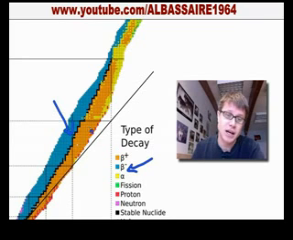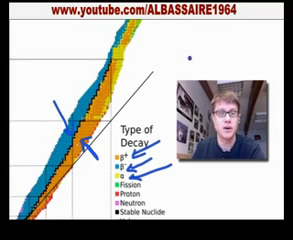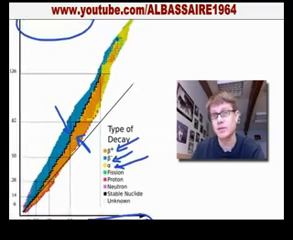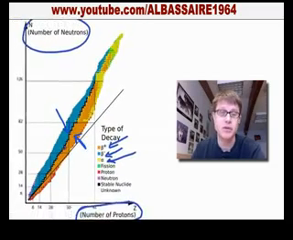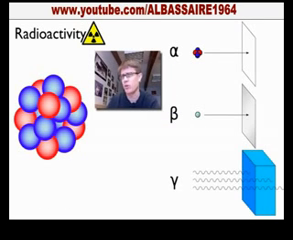If you're on this side, you're going to undergo what's called beta plus decay. And then as we get up towards the end, you're going to have a lot of what's called alpha decay. And then eventually we can have fission as we go far enough up. And so all of these types of radiation are ways for an atom to get back to that perfect ratio of neutrons to protons. Okay, so I've talked about why we have radiation, but what is this radiation?